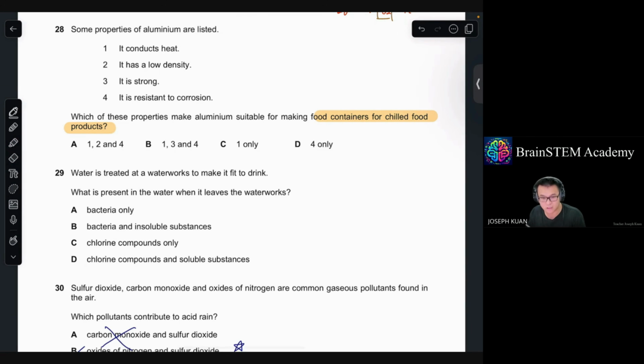All right. So first, it conducts heat. Does it help with it being a good food container for chilled food products? No. It has a low density. Is it really good for containing chilled food products? I don't think it's exactly accurate. Right. 3, it is strong. You don't have that answer option as well. So 3 doesn't feel right either. But 4 is the best out of all, which is it is resistant to corrosion. That's why we like to put food into aluminium cans. All right. So 4 is the answer for 28.